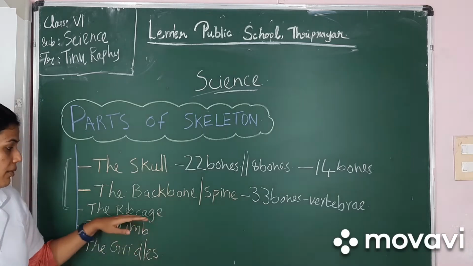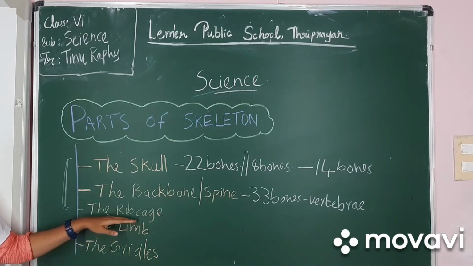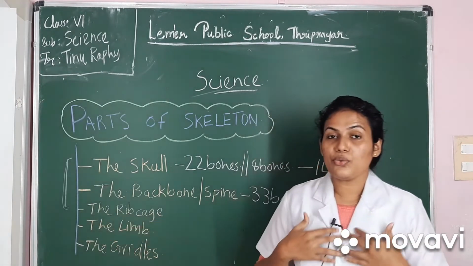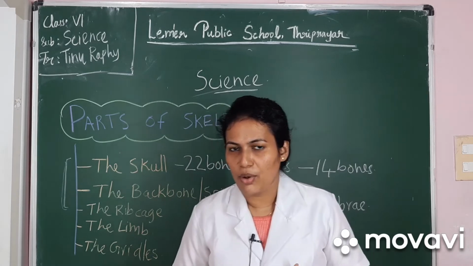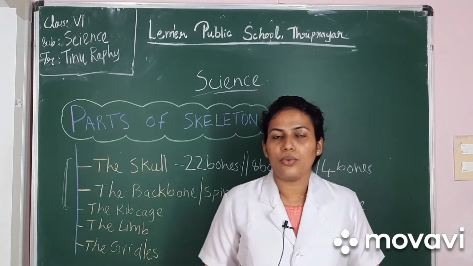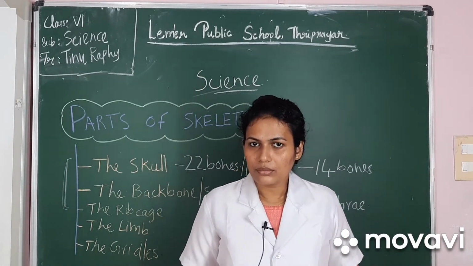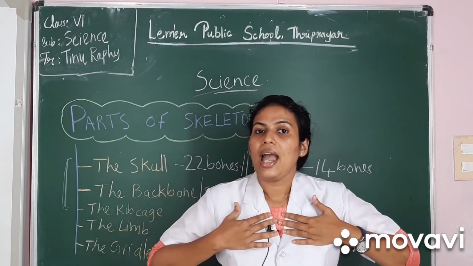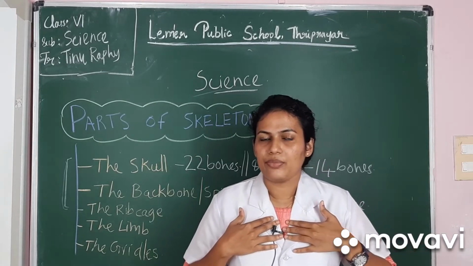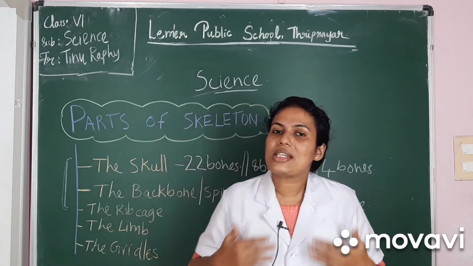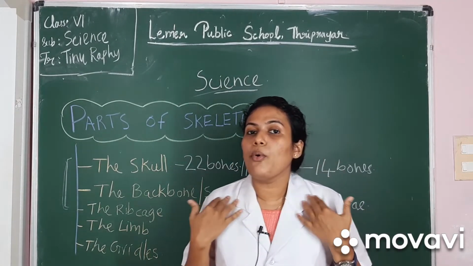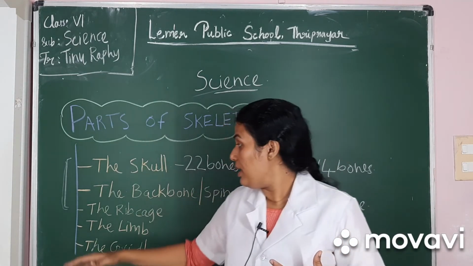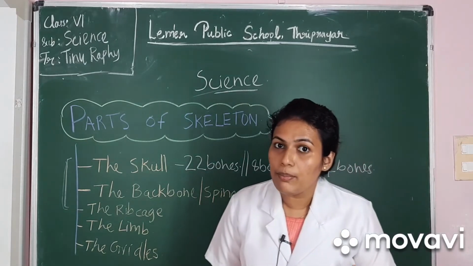Now let's learn about the third part of the skeleton, that is the rib cage. Before learning about the rib cage, let's do an activity to feel the presence of the rib cage in our body. For that, I want all of you to stand. Now place your hands on the chest and press gently. Okay, now what do you see? You feel the bones on your chest, isn't it? So these bones are called the rib cage or the rib bones.